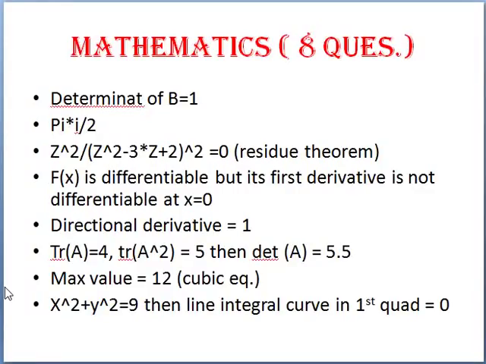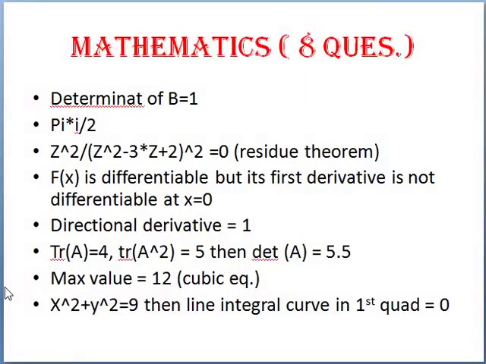And there was one more question in which they gave f of x is equal to x square, at x is greater than or equal to 0, and f of x is equal to minus x square when x is less than 0. And they asked about the continuity and differentiability. The answer of that particular question is f of x is differentiable, but its first derivative is not differentiable at x is equal to 0.